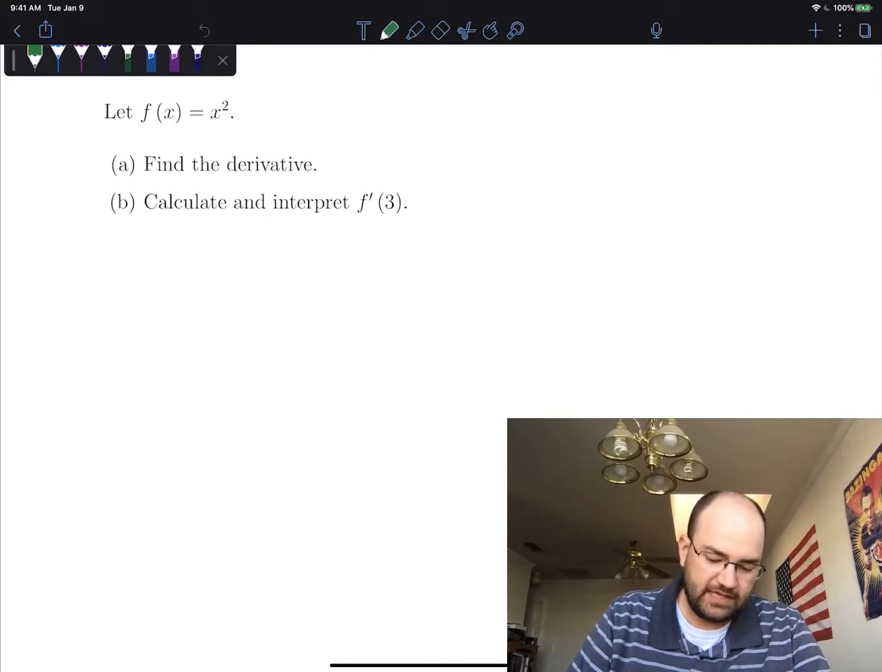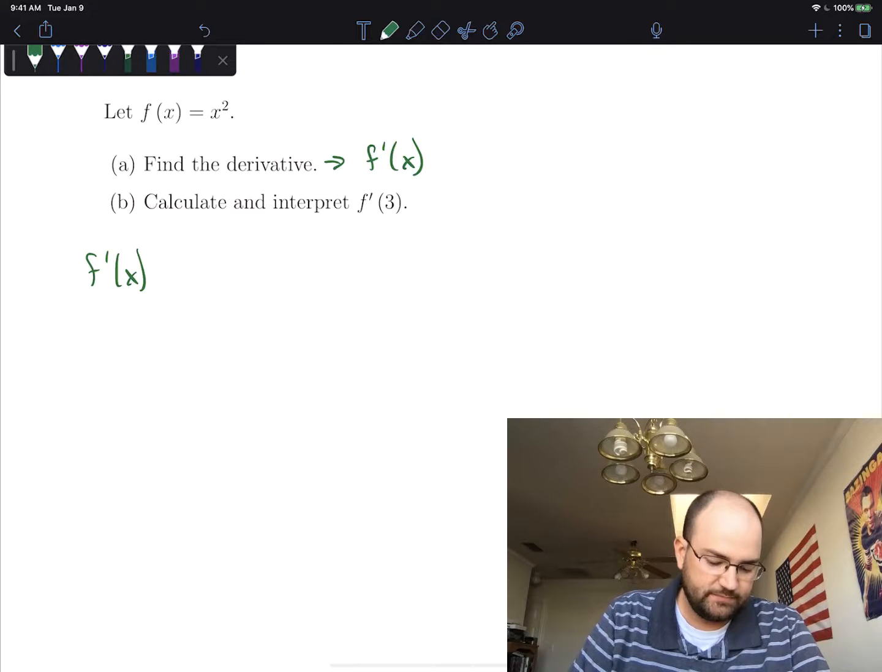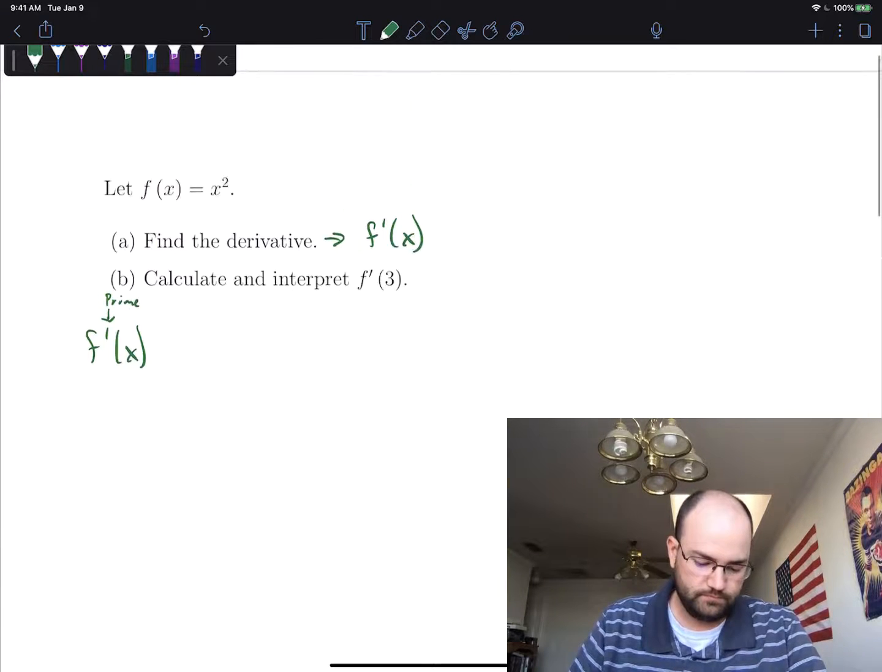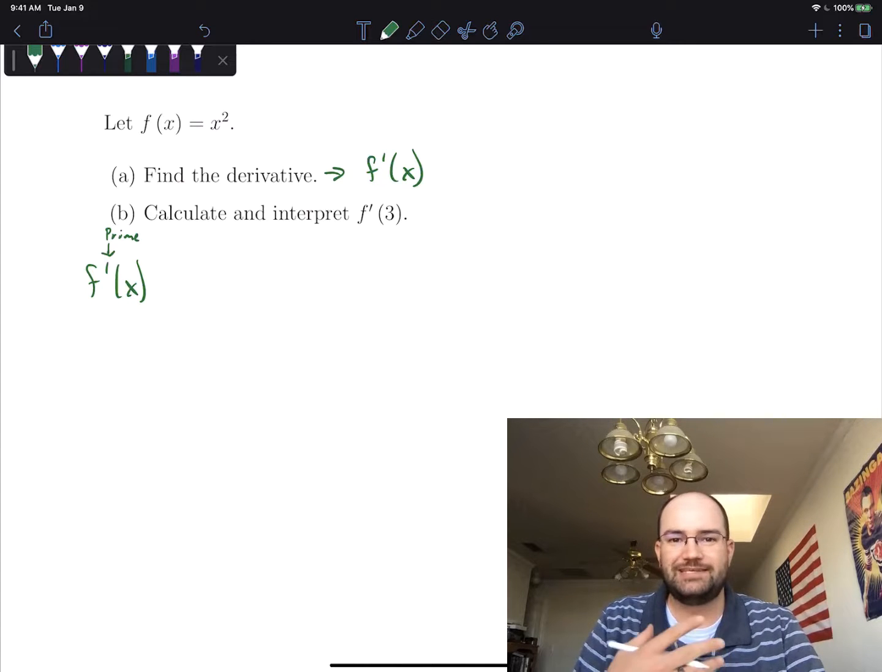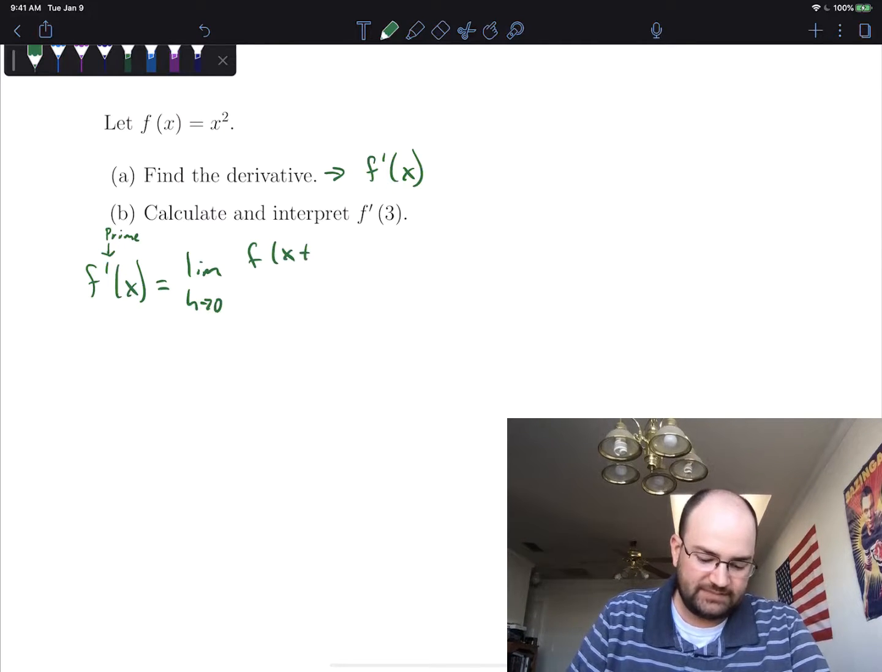Now, in that case, we want to find f prime of x. That's really what it's wanting us to find. Now, f prime of x, by the way, that's a prime, that's not an apostrophe. So, it's an apostrophe on your keyboard, but it's pronounced prime. We want to find f prime of x, but f prime of x is simply the slope at any x value. So this would be the limit as h goes to 0 of f of x plus h minus f of x, and then all over h.